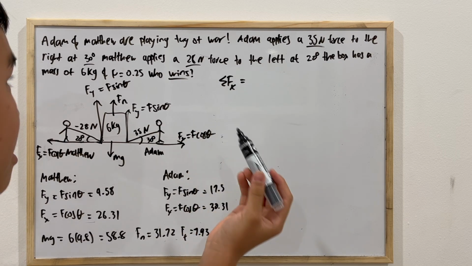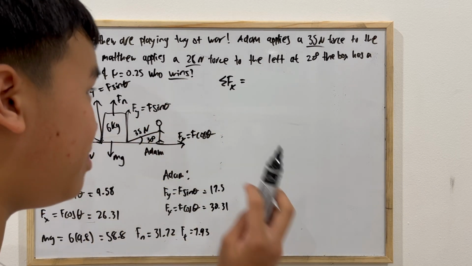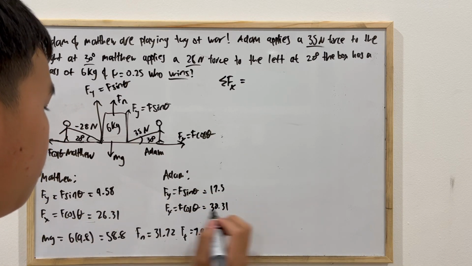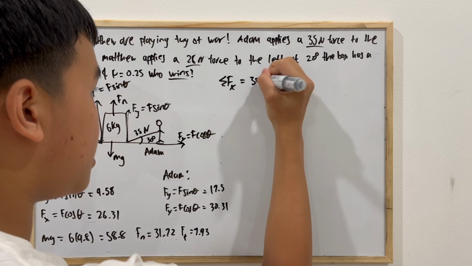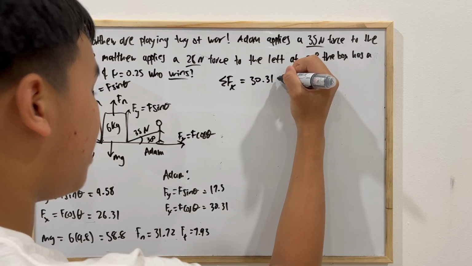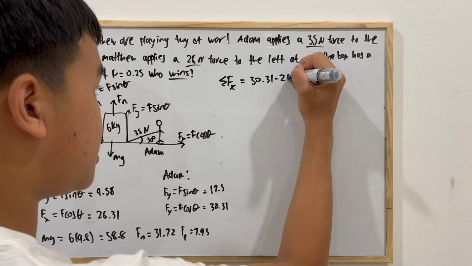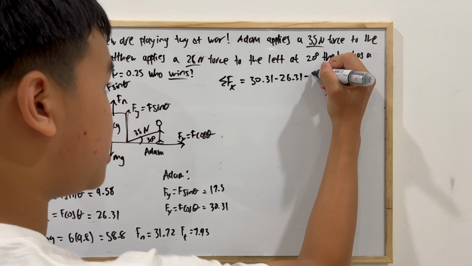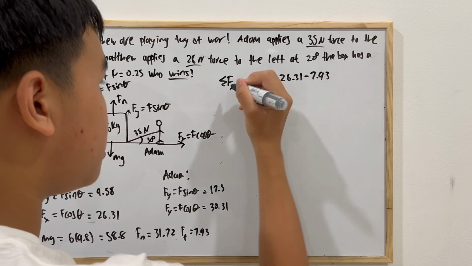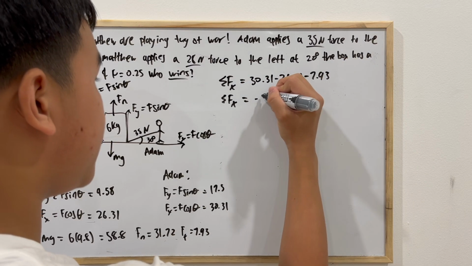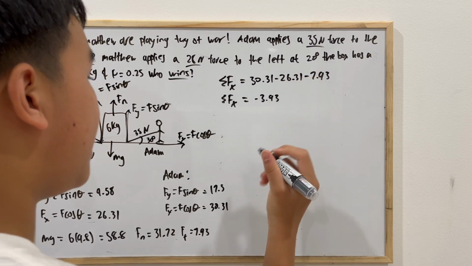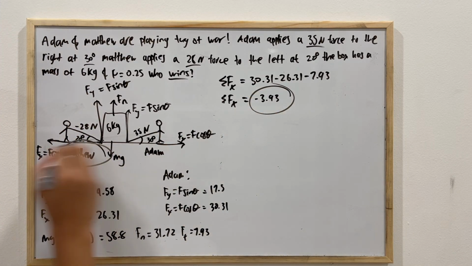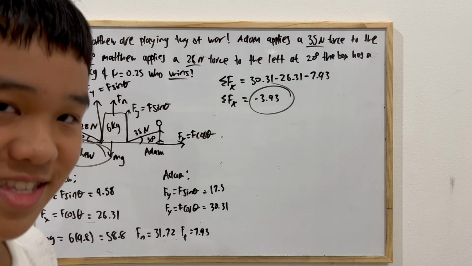To find who actually wins this game, it's whether the net horizontal force is going to be negative or positive. If it's negative, Matthew wins. If it's positive, then Adam wins. So let's get our final values and tally them up. We have Adam's force, which is 30.31, that's positive. We have Matthew's force, which is negative 26.31. And we have the friction, which is minus 7.93, which means the net horizontal force is negative 3.93. And yes, this is negative, which means Matthew here would win the game. And that's our answer. Thank you for watching.